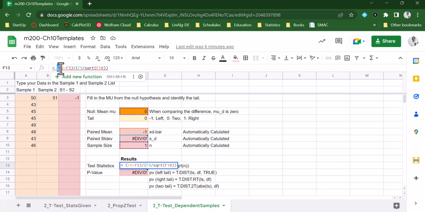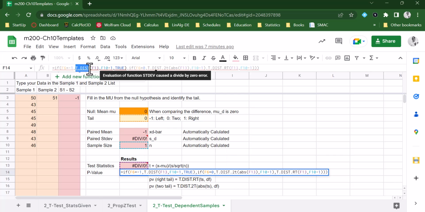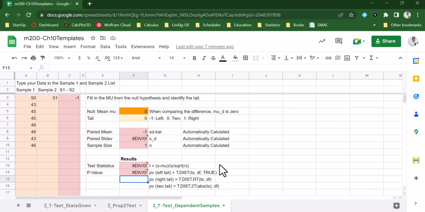Our test statistic will be the difference between the mean from the paired data set minus mu, and then that will be divided by the standard deviation from the paired set divided by the square root of n. And then once we find our test statistic, our p-value will be computed by the t-distribution commands. And depending if it's a left tail, a right tail, or a two-tail test, they will have their appropriate calculations.